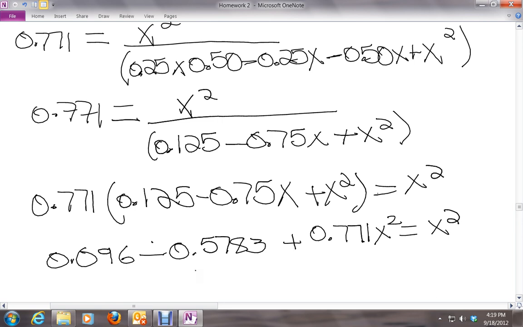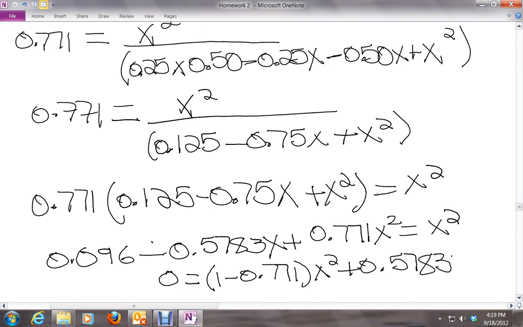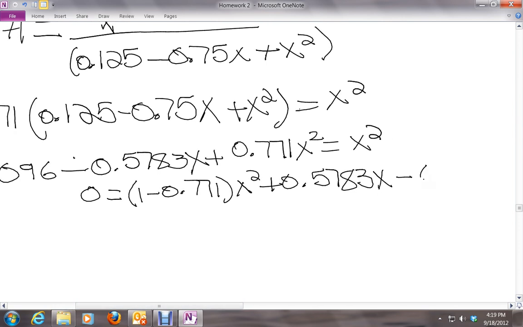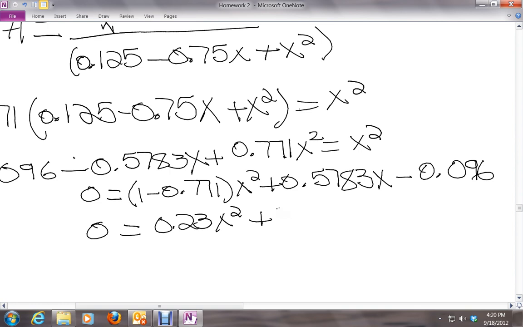So let's go ahead and pass it to the right. Everything on the left is 0. So x squared is going to be 1 minus 0.771 x squared, plus 0.5783x, minus 0.096. So this is going to be 0 equals 0.23 x squared plus 0.5783x, or 0.58, minus 0.096.